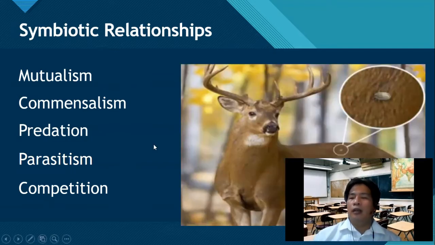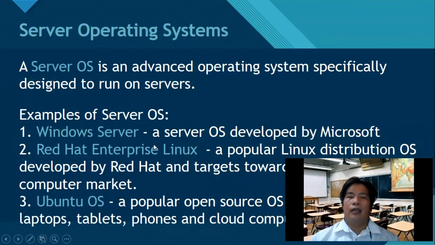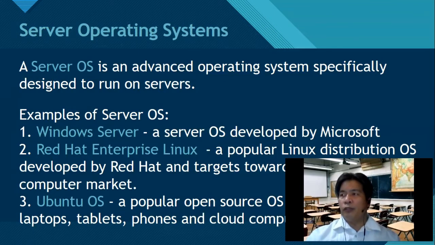Okay, moving on. Of course, for you to be able to run a server, you would need an operating system specific for a server. You need to have a server operating system. Now, these are different from the operating systems that we use on a daily basis, like Windows 7 and Windows 10. A server OS is an advanced operating system specifically designed to run on servers. So these are some of the examples. We have Windows Server, a server OS developed by Microsoft. We have Red Hat Enterprise Linux, a popular Linux distribution developed by Red Hat and targeted towards the commercial computer market. We also have Ubuntu, a popular open source OS for computers, laptops, tablets, phones, and cloud computing.